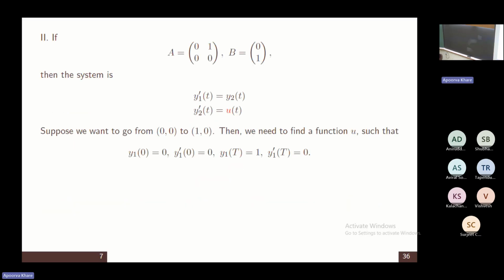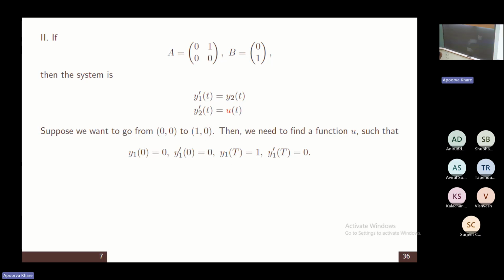In the next example, we'll look at this matrix. A is this type and B is (0, 1). So then the system reduces to this: y1 dash is y2 and y2 dash is u(t). Now let's say I want to go from this point (0, 0) to (1, 0). Then what we want is basically to find a function which satisfies these conditions. So y1 at 0 is 0, y1 dash at 0 is 0. So the first 0 and 0 give me this 0 and this 0, and the next 1 and 0 will give us this 1 and this 0.